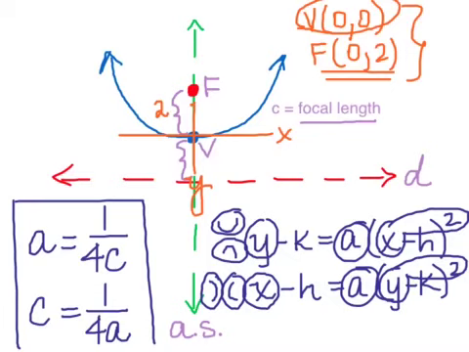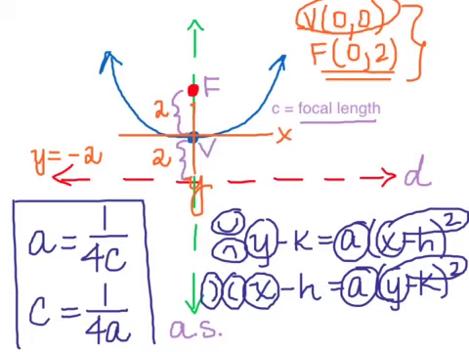Which means if we go the other direction 2 units, we'll end up at the directrix. So we know that the equation of our directrix, it's a horizontal line, which makes it a y equals, and we are going below the (0, 0) by 2 units, so we're at y equals -2. So that would be the equation of the directrix.